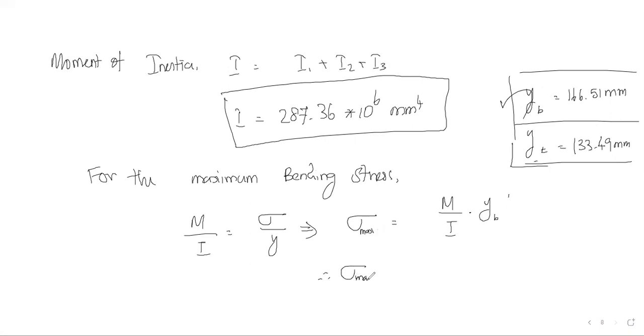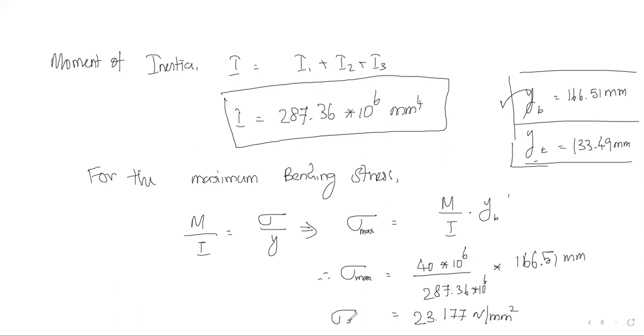Therefore sigma max is equal to moment value M, 40 into 10 to the power 6 Newton mm, divided by I value 287.36 into 10 to the power 6, multiplied with y bottom 166.51 mm. If I substitute all these values, 40 into 10 to the power 6 divided by 287.36 into 10 to the power 6 multiplied with 166.51, the value of the stress sigma is 23.177 Newton per mm squared. So this is the maximum stress.